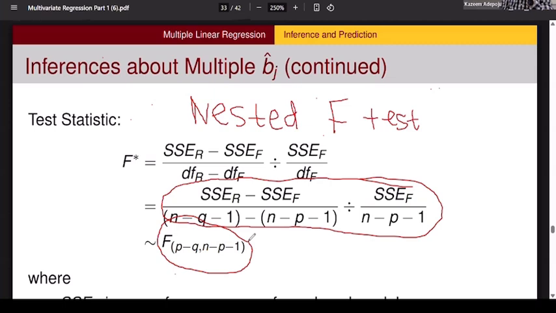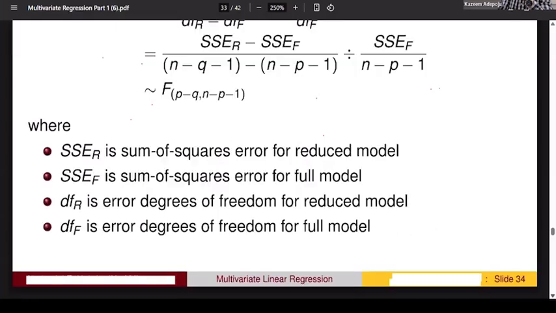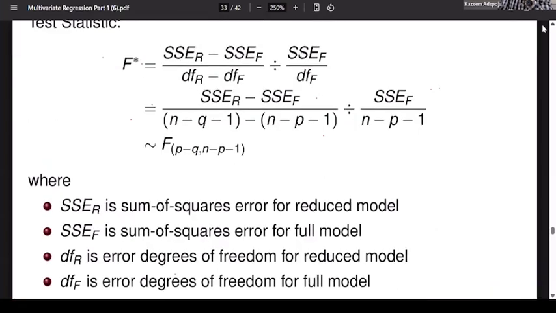When F is greater than that table value of F, we're actually going to reject H naught. I need to pay attention to that. Now the moment you understand the formula, if you really want to know what the sum of square error is, let me tell you this.